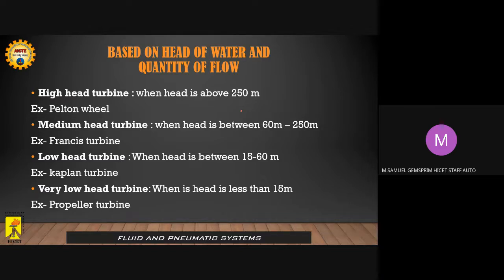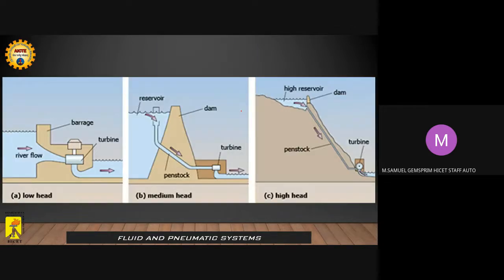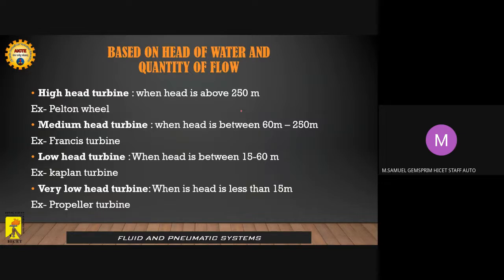A good example of a high head turbine is the Pelton wheel turbine. In the medium category, we have the Francis turbine, in which the head is between 60 meters and 250 meters. The third category is the low head turbine. Here we have the Kaplan turbine, in which the head is between 15 and 60 meters. The next category is the very low head turbine, where the head is less than 15 meters. This is not much used in practical commercial cases. Only the Pelton wheel, Francis turbine, and Kaplan turbine are used.